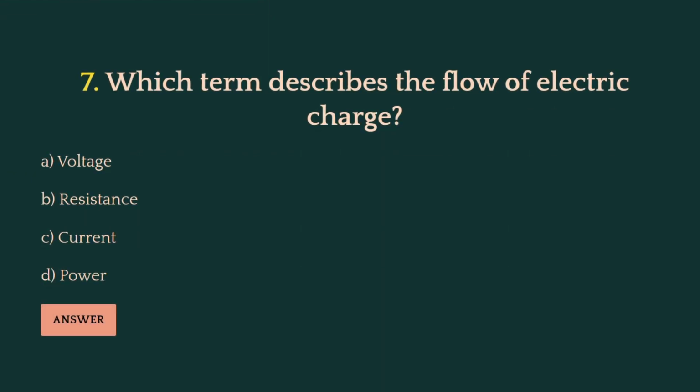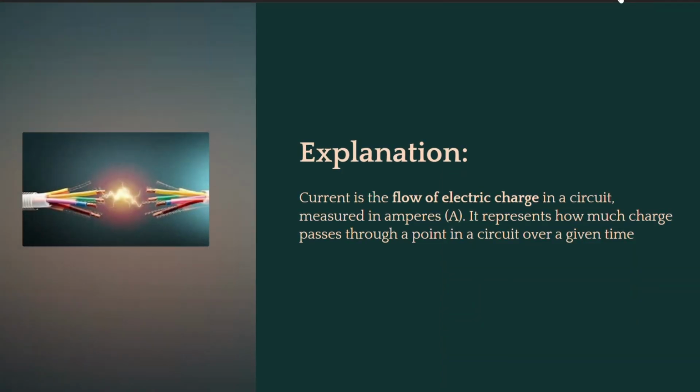Question number 7. Which term describes the flow of electric charge? Is it A. Voltage, B. Resistance, C. Current or D. Power? The correct answer of this question is current. Current is the flow of electric charge in a circuit and is measured in amperes. It represents how much charge passes through a point in a circuit over a given time.